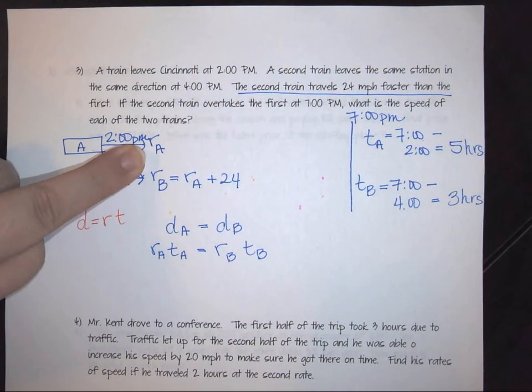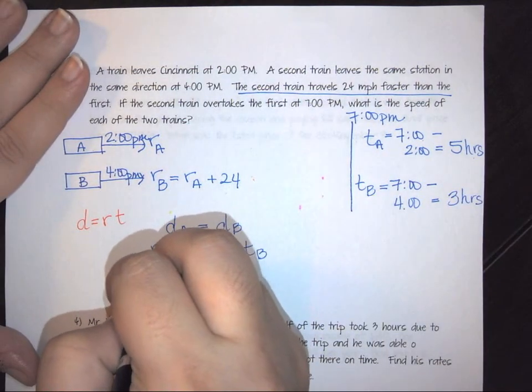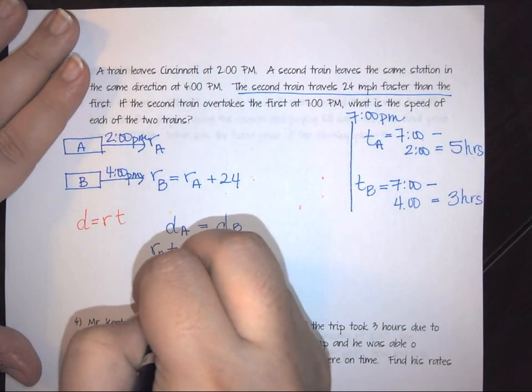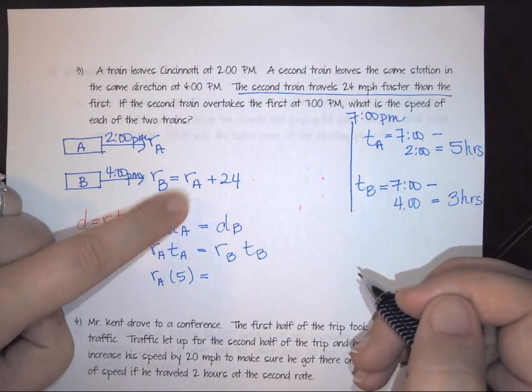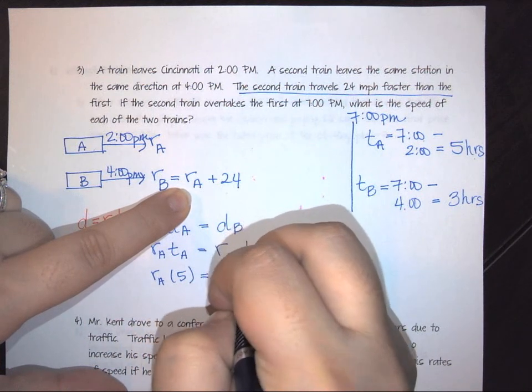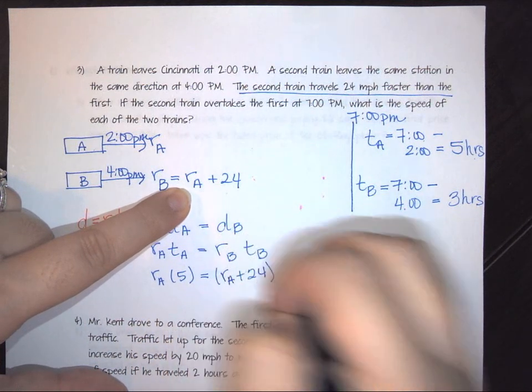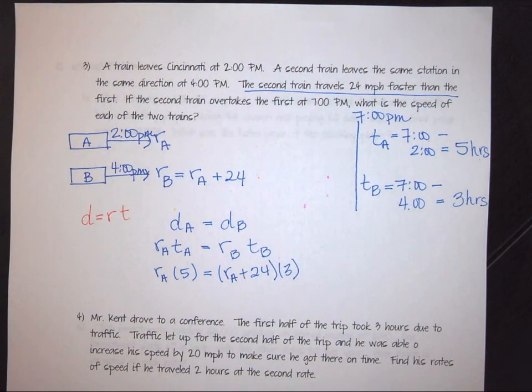So my rate for A we don't know, but we do know the time, 5 hours. So I have the rate for A times my 5 hours is equal to, well, we know the rate for B can be rewritten in terms of the first. So this becomes RA plus 24. And then we also know that its time is 3 hours. So the first thing we have to do is solve for my first rate.